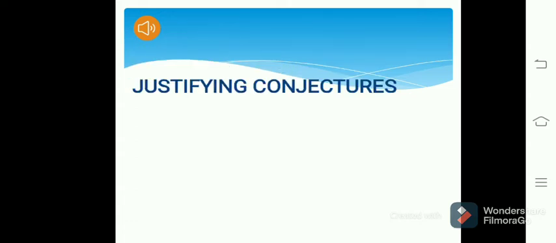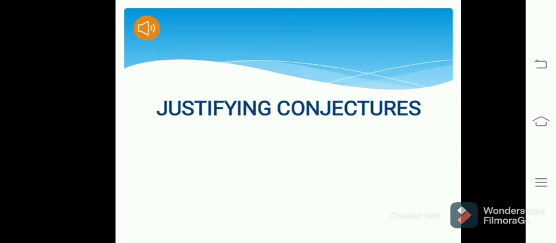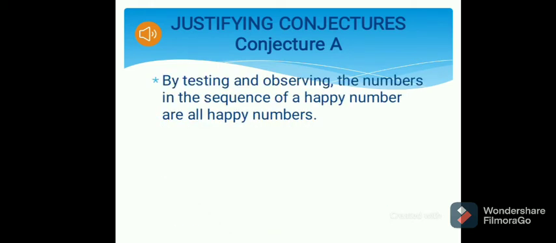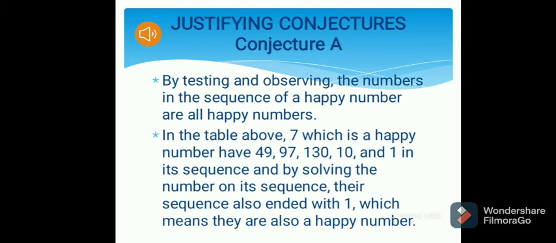We already proposed our five conjectures, and we have tested all five. And now we are going to justify our conjectures. To justify conjecture A, by testing and observing, the numbers in the sequence of a happy number are all happy numbers. In the table above, 7, which is a happy number, has 49, 97, 130, 10, and 1 as its sequence, and the numbers in its sequence also end with 1, which means they are also happy numbers.